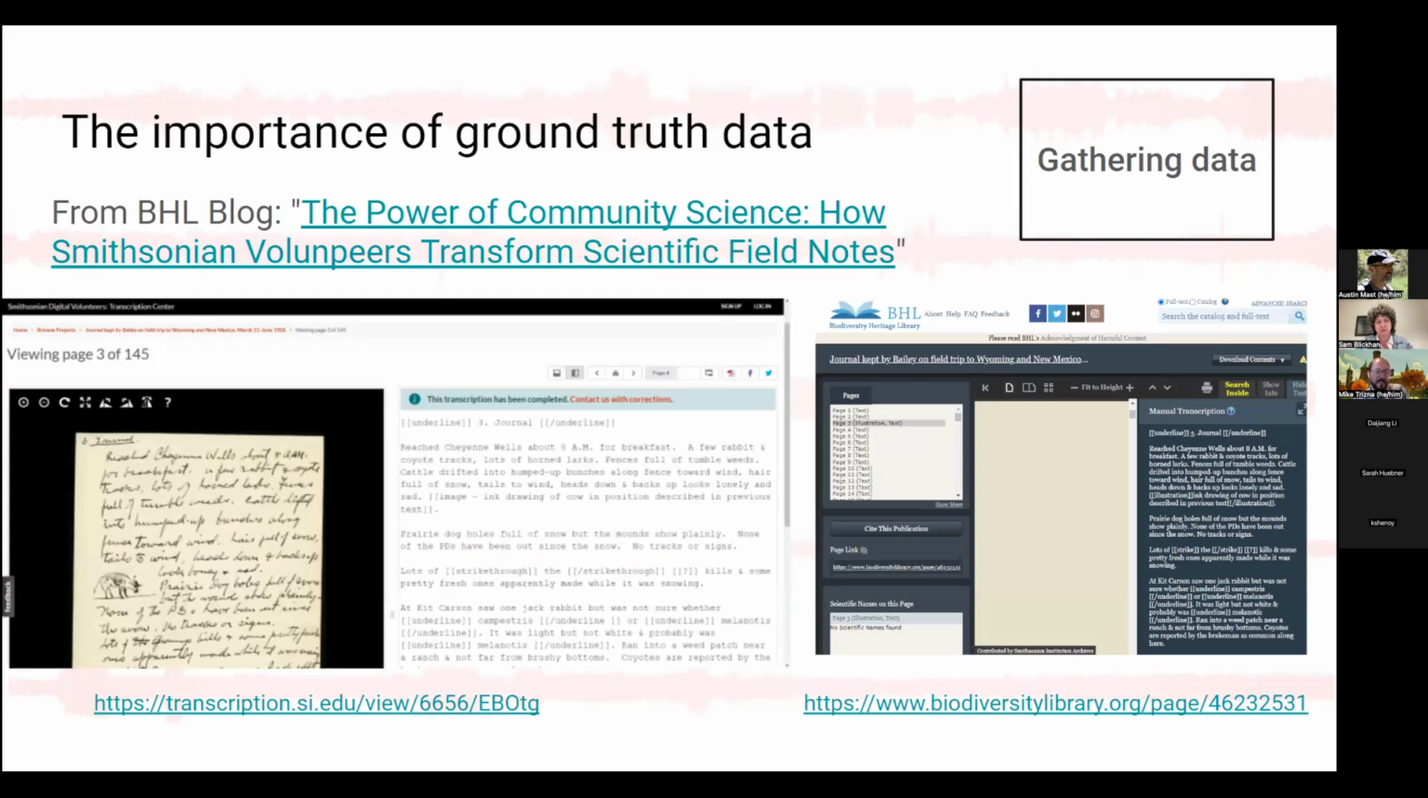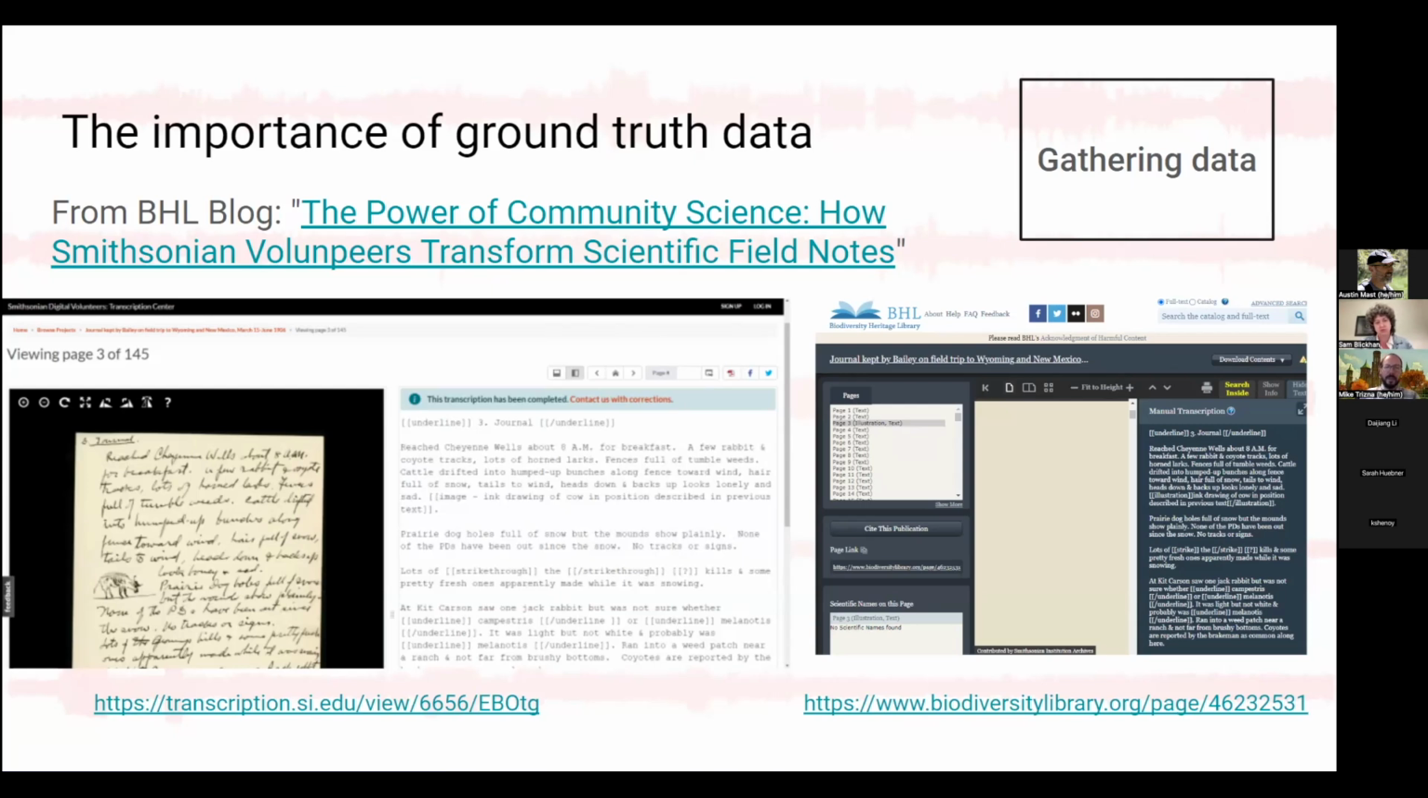And then gathering data is the next step. So I'll point out how important it is to have ground truth data to actually validate, if you're using something like ChatGPT or another model, how well it's actually doing compared to data that you already have, say, transcribed. So in this example here, this is actually from a very recent blog to the BHL, the Biodiversity Heritage Library blog, about how a large chunk of field notebooks from the Smithsonian Transcription Center, all of those transcriptions, were sent over to the BHL database.